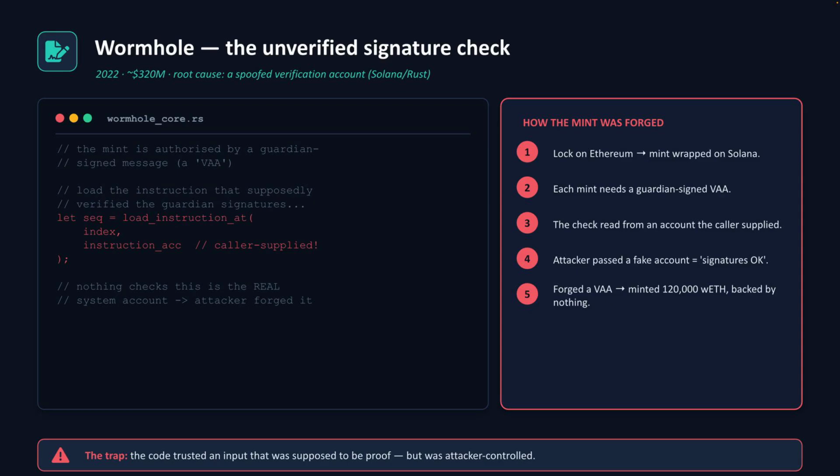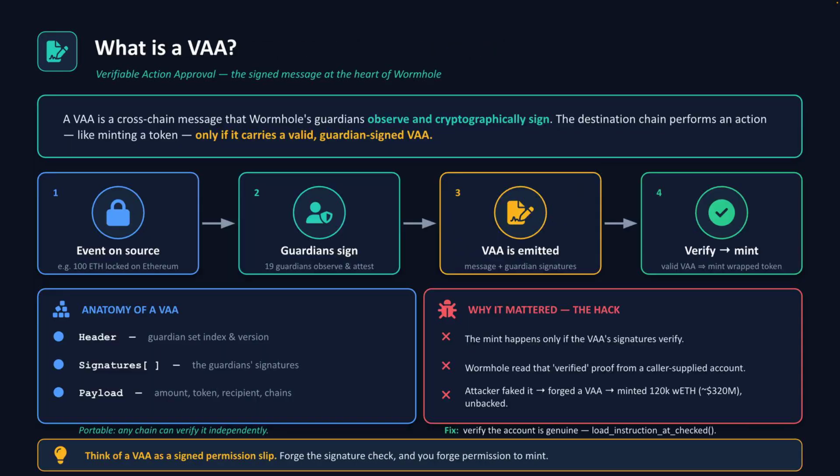Let us move to the next slide and have a look at the VAA. What is a VAA? Verifiable Action Approval. It is the signed message at the heart of Wormhole. It is a cross-chain message that Wormhole's guardians observe and cryptographically sign. The destination chain then performs an action, like minting a token, only if it carries a valid guardian-signed verifiable action approval. So what happened?